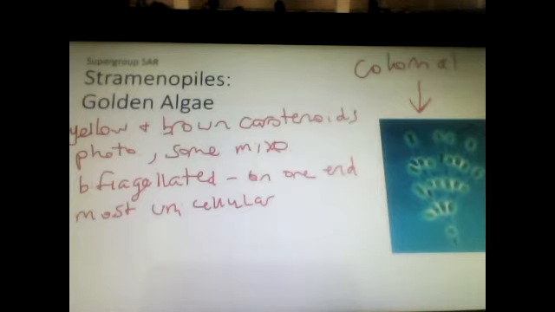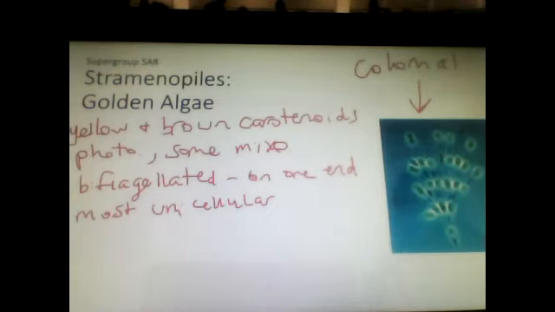When you say a colonial algae, is that similar to like a biofilm? I think you could say that, yes. It's just a group of them together, and again, kind of sharing the workload. Sometimes some specialization, sometimes not any specialization, just working together.